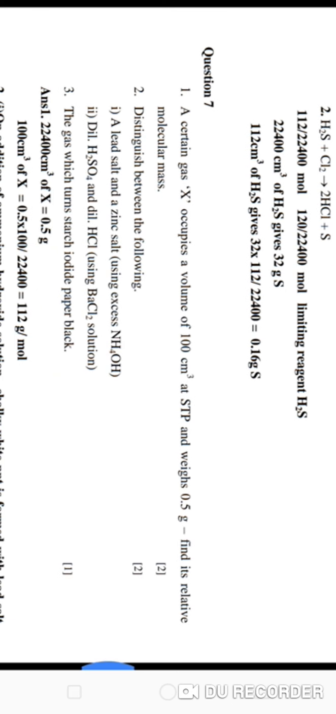So this is the mole concept based question. 112 cm³ of hydrogen sulfide mixed with... So here we have to calculate the moles first. We have to check the limiting reagent, and here the limiting reagent is hydrogen sulfide, and on the basis of the limiting reagent we will calculate the mass of sulfur produced, because moles we have calculated. So 1 mole of H2S produces 1 mole of sulfur, and 1 mole of sulfur contains 32 gram. So we can solve in this manner.